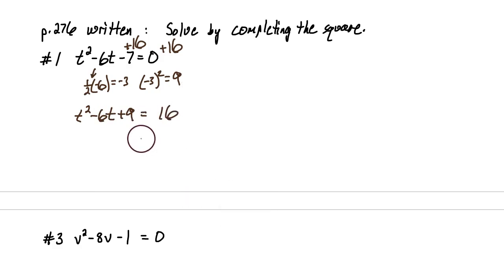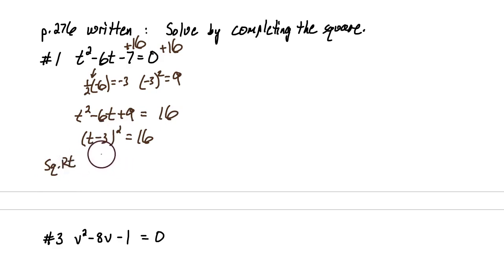The reason that we did that is so that the trinomial is a perfect square trinomial and not a trinomial that doesn't factor as a binomial squared. When we factor this, we get t minus 3 squared is equal to 16. Now we can take the square root of both sides to remove that power of 2. So our work step is we're going to take square root.